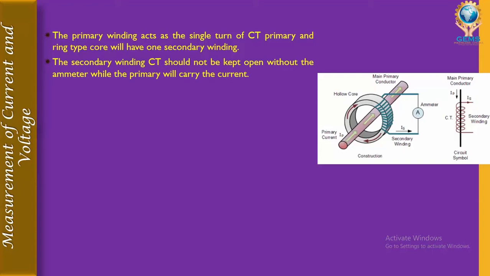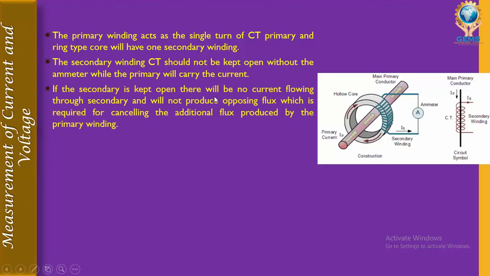The secondary winding of the transformer should not be kept open without the ammeter while the primary carries current. So the secondary winding at any cost should not be in open circuited mode. It should be in short circuited mode. If the secondary is kept open, there will be no current flowing through the secondary and it will not produce opposing flux. So what happens if the secondary winding is kept open? It will not produce any flux, so the required amount of flux will not be there to cancel the additional flux produced by the primary winding.